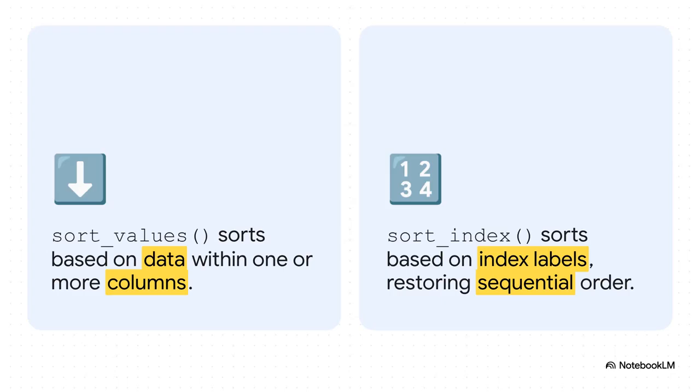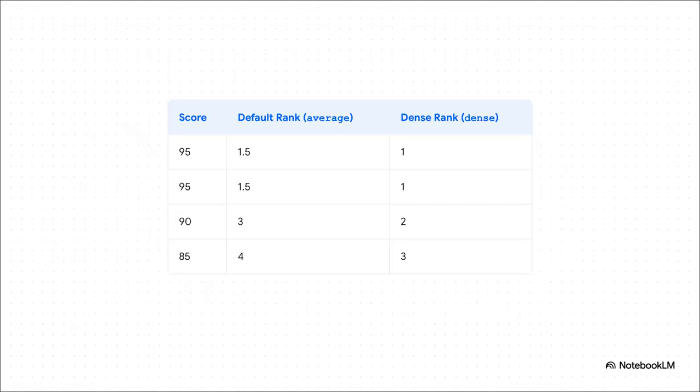Sorting seems basic, but there's a key distinction here. With sort_values, you're sorting based on the data inside the columns, right? Like listing employees from highest to lowest salary. But sort_index is different. It sorts based on the row labels themselves. This is really useful for getting things back in a nice, clean order after you've been dropping rows and moving things around.